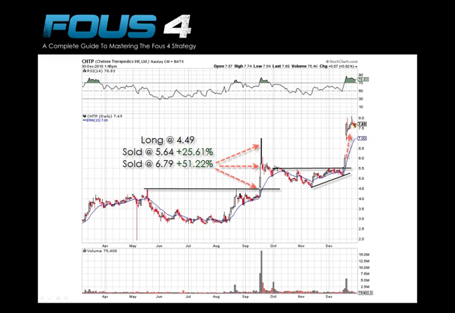So this was an excellent example of buying into a breakout and using half positions to exit out of your position, because you never know. You want to lock in some of your profit, but you also want to speculate that maybe this stock is going to push higher, and that's exactly what this stock did. I played it safe, locked in a huge 25.61% gain. Then the next day, I locked in the second half for another 51.22%. So that was a huge trade on this, in 2 days on CHTP.